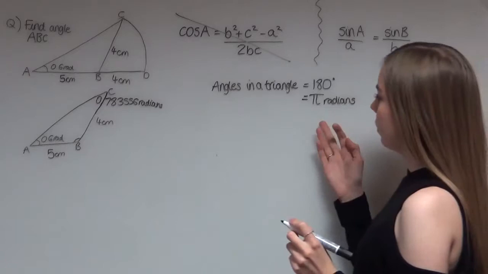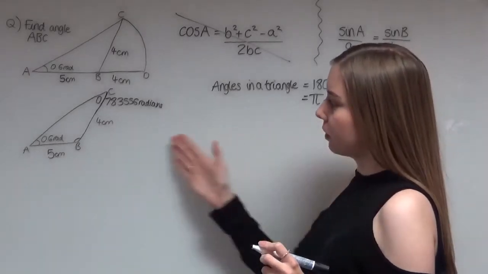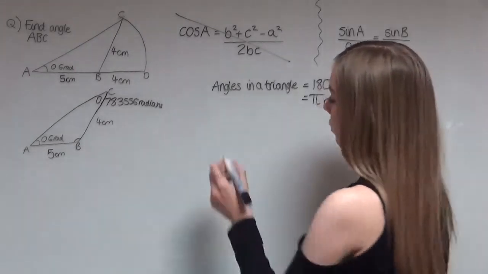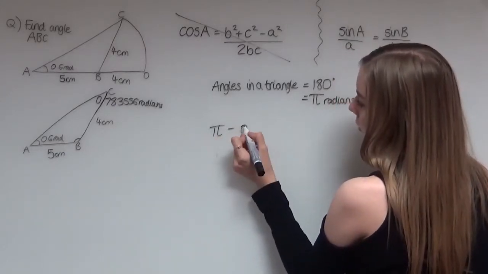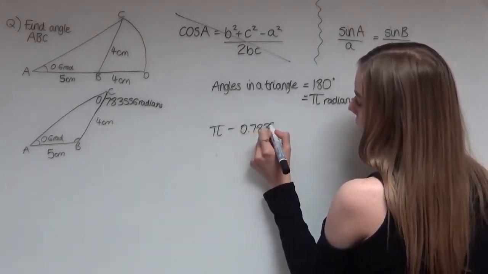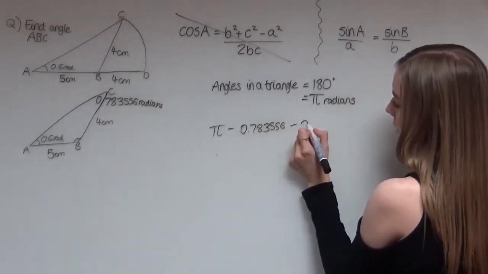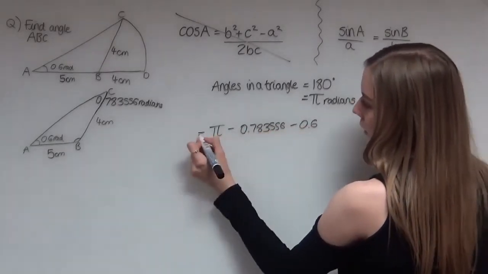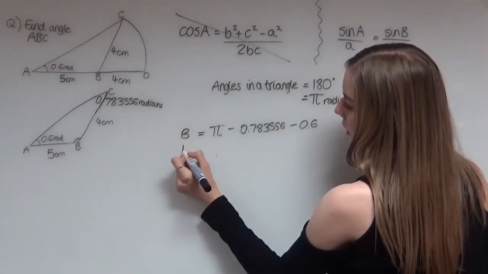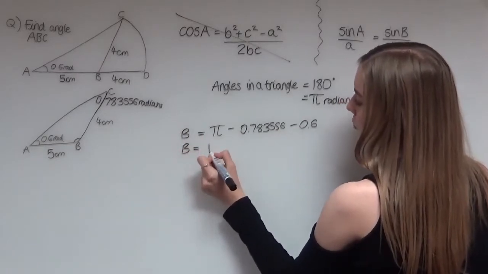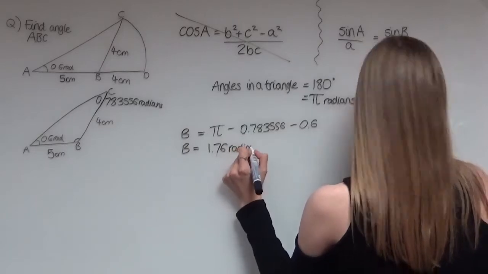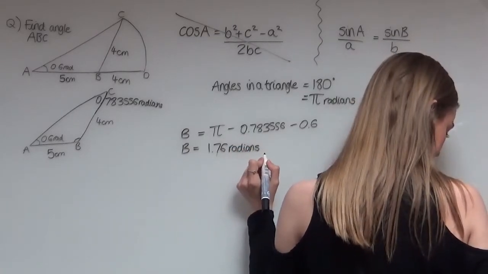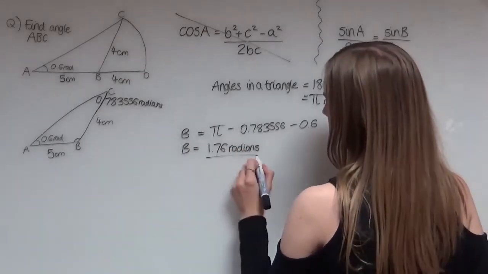So if all the angles in a triangle add up to pi radians, and we have two of our other angles, we just have to do pi, take away 0.783556, take away 0.6, and that will give us our angle B. So we get an answer of B equals 1.76 radians. And that's when you round it, and that's our final answer.